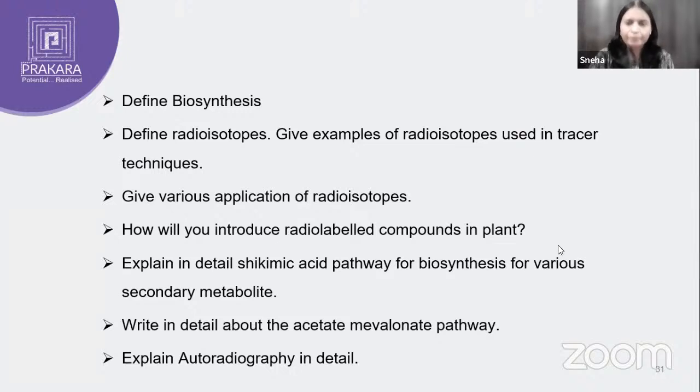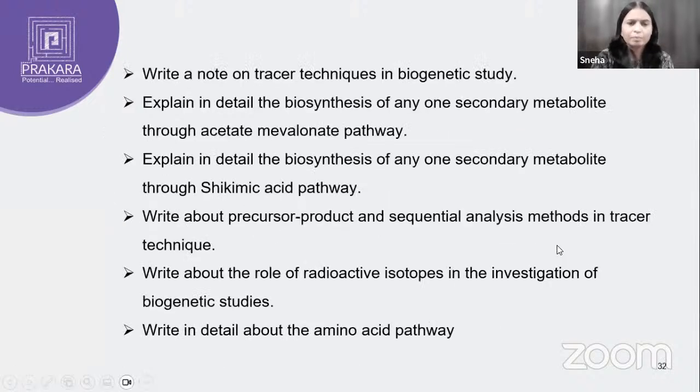So these are the important questions mostly, and other than that, write a note on the tracer techniques. This is also the favorite question of all the examiners. Most of the time the question will be asked: write a detailed note on the tracer technique and how we have to use it to study the biosynthetic pathway.